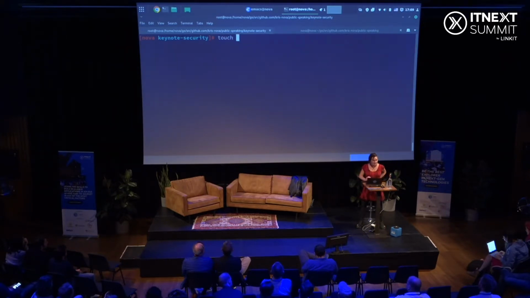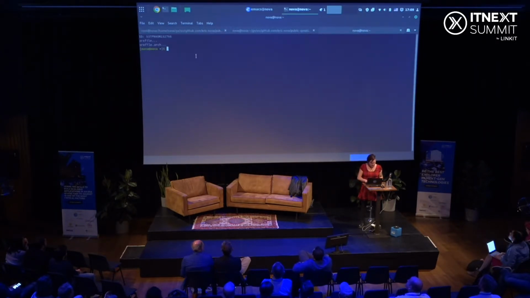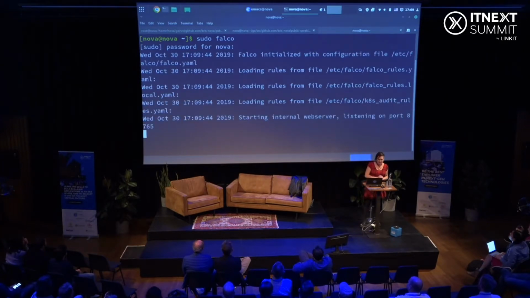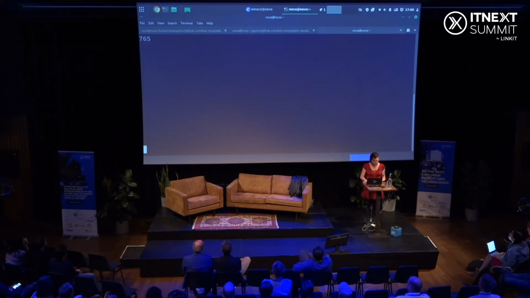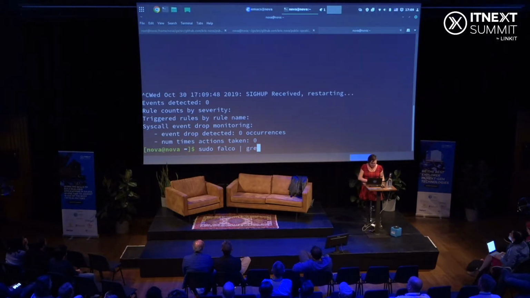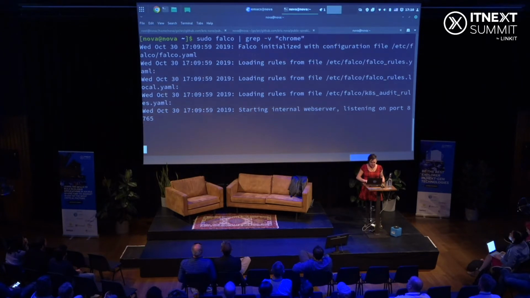I'm going to touch, or we all know this command, create a file, and it's going to say /usr/local/bin/cheeseburger. Before we do that, we're going to open up a new shell and run this program called Falco, which you can download from GitHub. I'm going to clear the screen and make this a little easier to read. Sometimes Chrome likes to be noisy and do scary things, so I'm going to grep -v, or ignore, anything that contains the string Chrome.